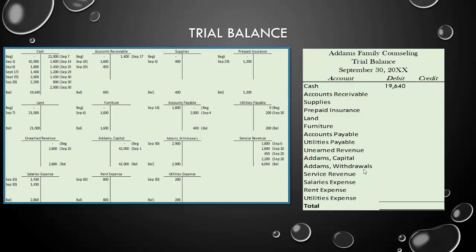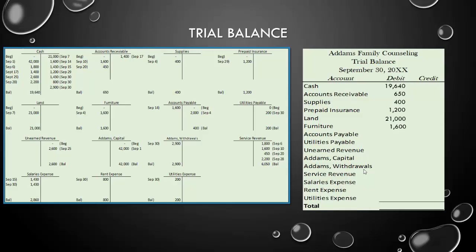Cash was the first one that we had, was $19,640. Accounts receivable had a balance of $650. Supplies had a balance of $400. Prepaid insurance had a balance of $1,200 on the debit side. Land had a balance of $21,000 on the debit side, and furniture had a balance of $1,600. Those are all our assets.